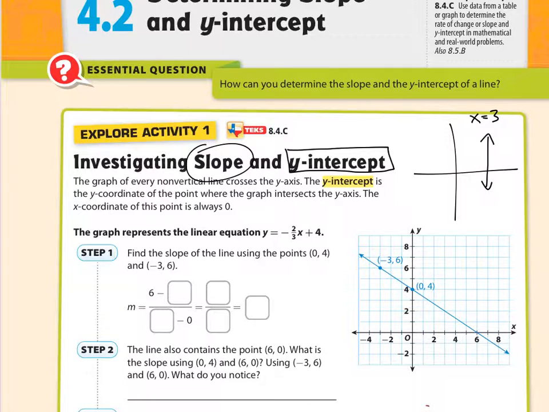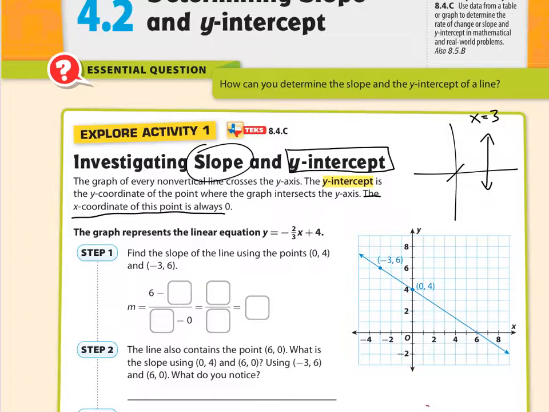If it crosses through the origin, then our y-intercept is 0. Does that make sense? We're crossing the y-axis at 0. The y-intercept is the y-coordinate of the point where the graph intersects the y-axis. That's what we just basically said. Now, here's the good point. The x-coordinate of this point is always 0.